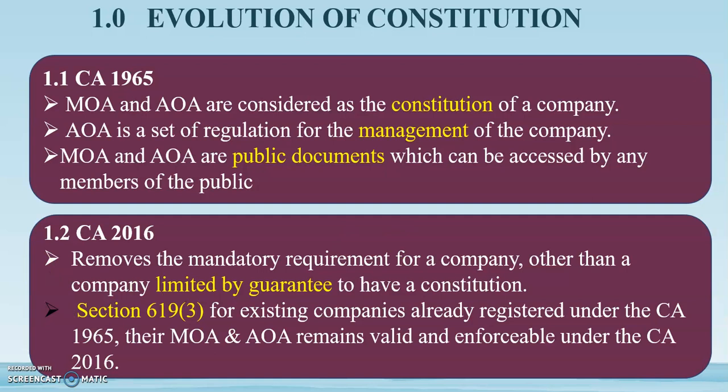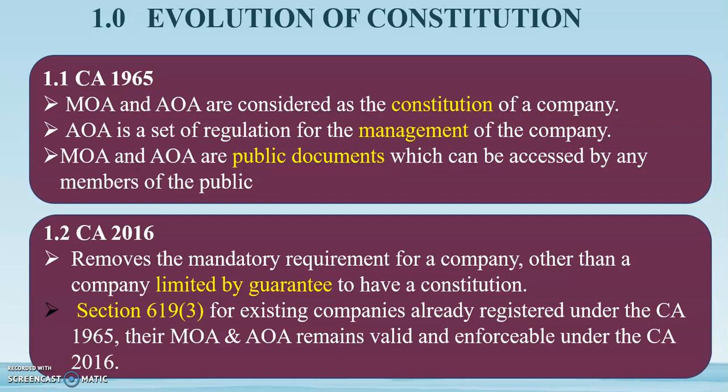Now, subsequently, when the new Act came in, Companies Act 2016 removed the mandatory requirement for a company, other than a company limited by guarantee, to have a constitution. So basically, previously, under 1965, all companies must have. But now, under the Companies Act 2016, it's optional. Okay, it's no longer mandatory. But a company limited by guarantee must have a constitution.